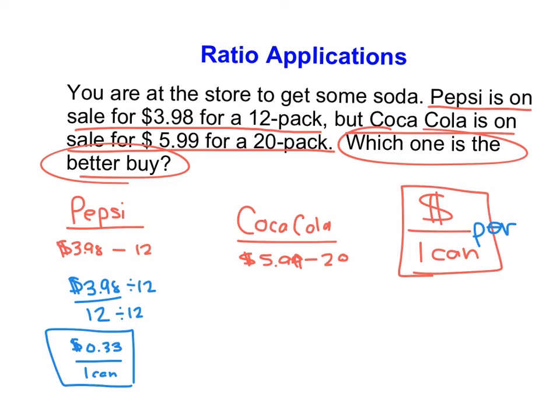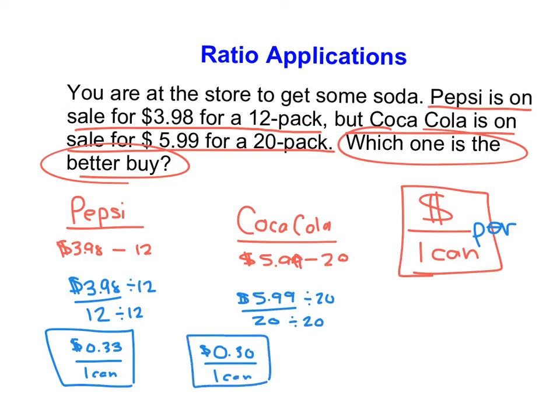Now, if I do the same situation for Coca-Cola, I have $5.99 for 20 cans. So again, I'm going to turn each of these into a unit rate and figure out the cost per can. So $5.99 divided by 20. So I get 0.2995, so that's about $0.30 per one can. Now, if I think about this, realistically in this situation, would I rather spend 33 cents per can or 30 cents per can?